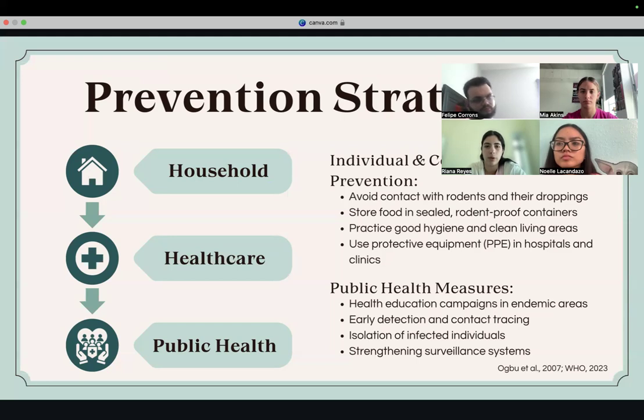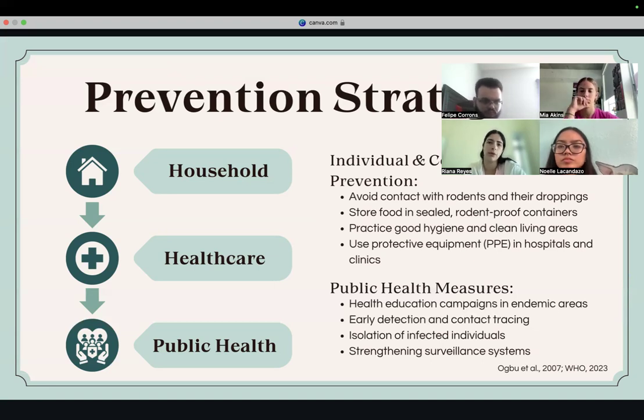People are encouraged to store food in sealed rodent-proof containers. They are also encouraged to keep living areas clean and properly disposing of trash to reduce these rodent infestations. It's also recommended to avoid consuming rodents as food, which can be a cultural practice in some communities, but practicing good hygiene, such as hand washing and sanitation, helps reduce contact with contaminated surfaces.